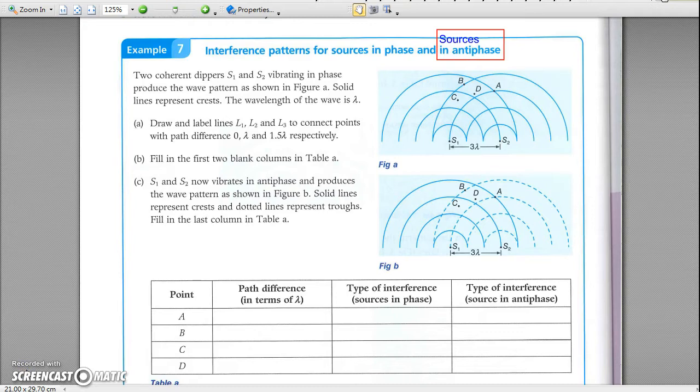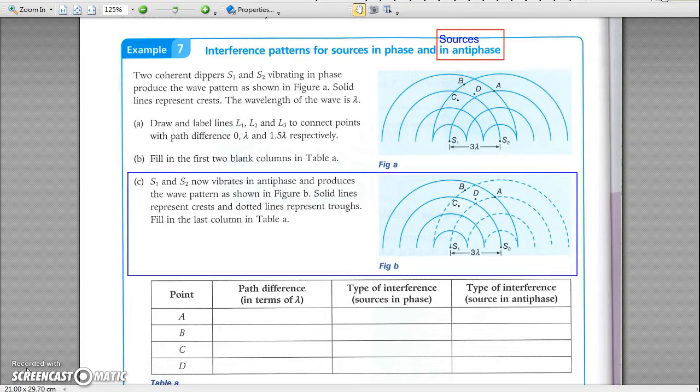In part C, the two sources are vibrating in antiphase. You can deduce that the dotted circular wavefronts are used to represent trough produced by S2, while crest is produced by S1. You can deduce the position of constructive and destructive interference interchange when the sources become vibrating in antiphase.